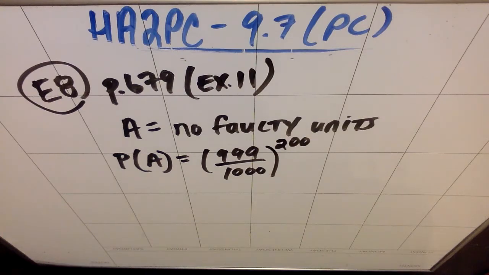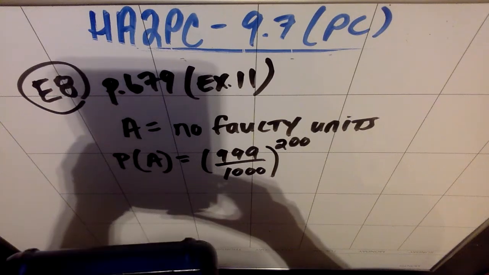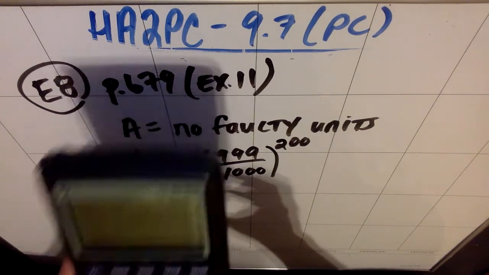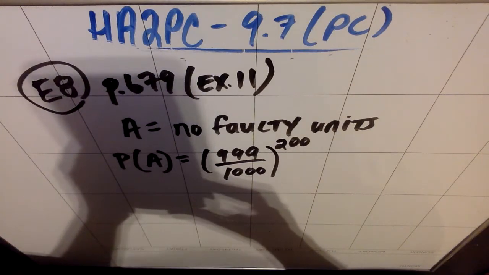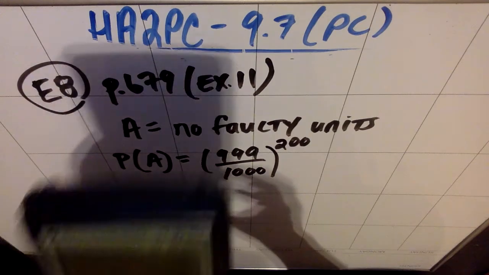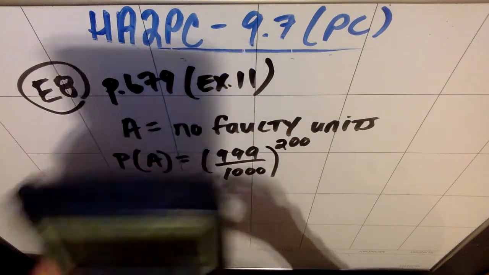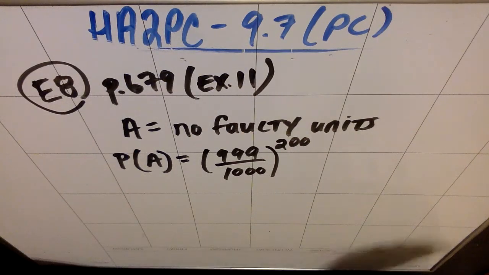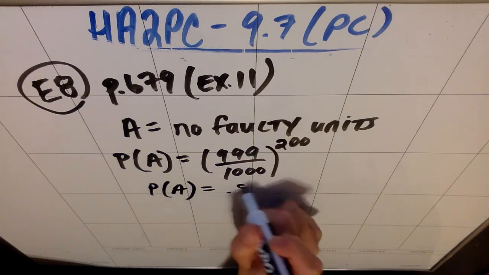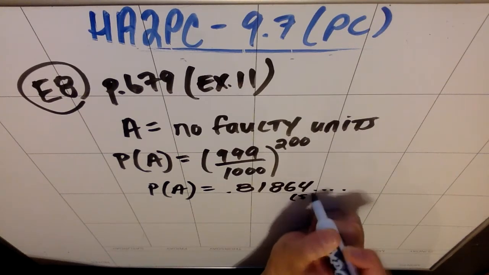200 units, right? So if you type this in your calculator, you're going to get 999 divided by 1,000, and then to the 20th, sorry, not to the 20th, my bad, to the 200th. It's been a long day. And you're going to get that there is an 81.864 or 5% chance. So essentially, the probability that there are no faulty units is 0.81864, and maybe a 5 if you want to truncate.